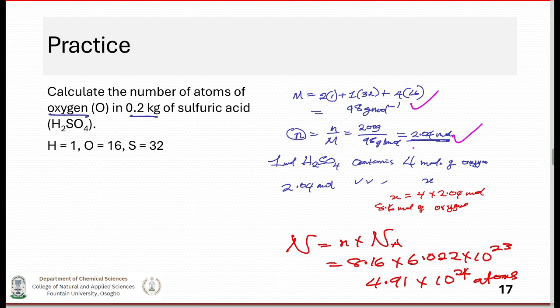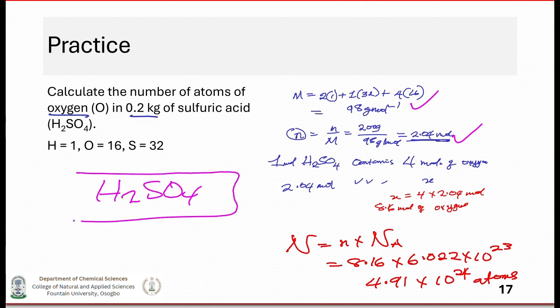And then we go to the atom we want to calculate now. We are going to use ratio. We know that from the formula here, H2SO4, this is 1 mole of H2SO4, 1 here. And that 1 mole of H2SO4 contains how many oxygen? It contains 4 moles of oxygen. For sulfur, it contains 1. For hydrogen, it contains 2. So we are looking for oxygen.